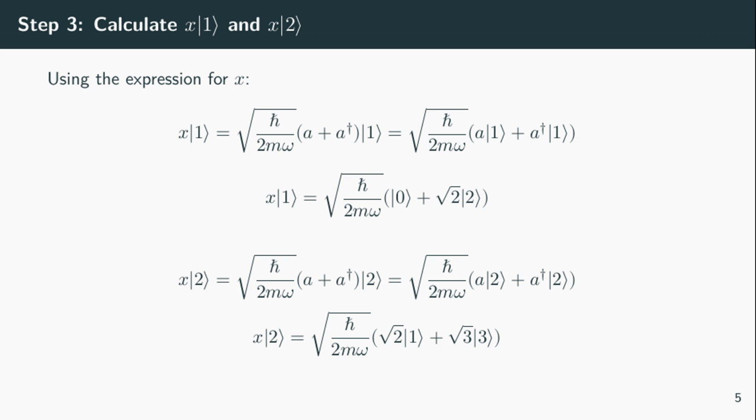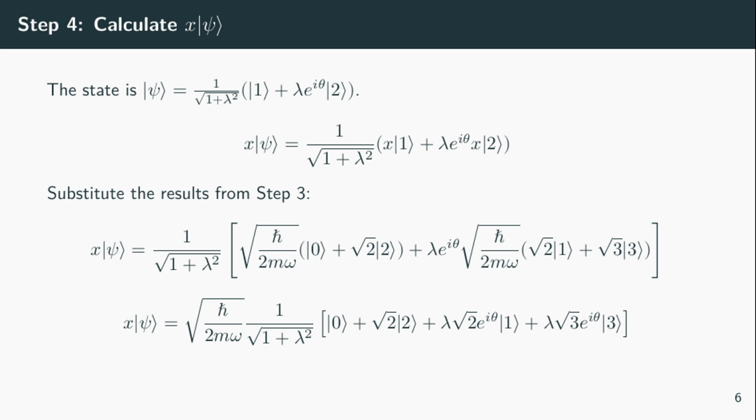Next, we apply x to ket2. Again, we are applying A plus A dagger to ket2. We distribute the operators and use the corresponding results from step 2. A acting on ket2 gives root 2 times ket1 and A dagger acting on ket2 gives root 3 times ket3. Substituting these into the expression gives us the final result for x acting on ket2 as shown here.